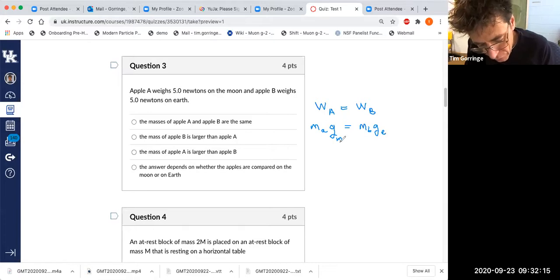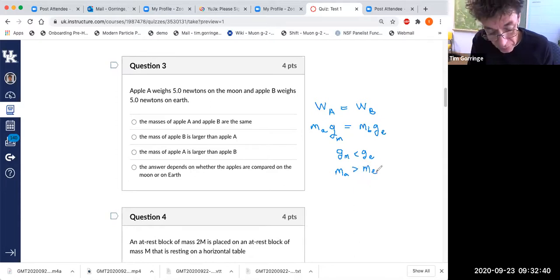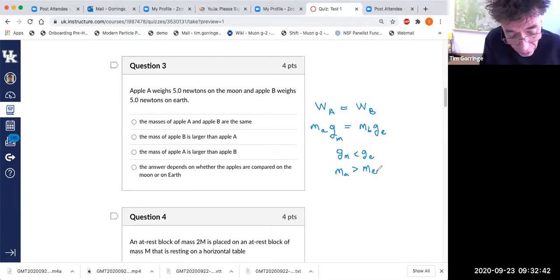Now, we know that the gravitational acceleration on the moon is less than the gravitational acceleration on Earth, 6 times smaller. If the left-hand side and the right-hand side are going to be equal, that means that the mass of the apple on the moon must be greater than the mass of the apple on Earth, must be 6 times larger. And so the correct answer is that the mass of apple A must be larger than the mass of apple B, this guy here.